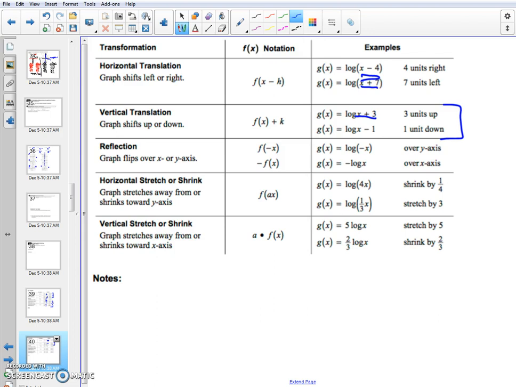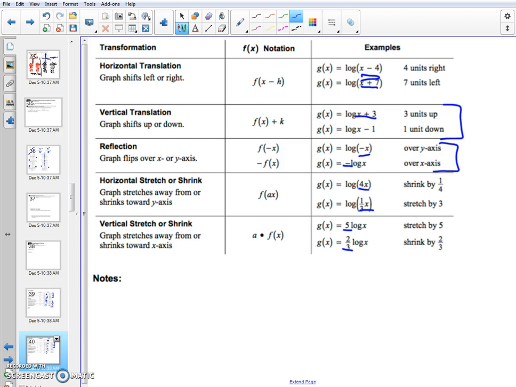A reflection, again, can be over the y or the x-axis. The y-axis is inside the parentheses with the x. The x-axis is out in front. Horizontal stretch or shrink, again, is right with the x, so inside the log. Vertical, then, is out in front of the log. We'll deal with more vertical stretches than horizontal, but it's still good to know where that's coming from.